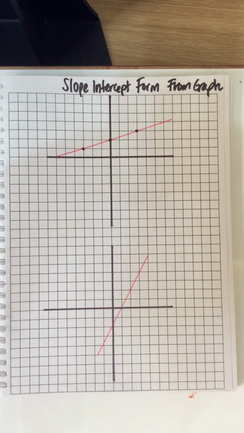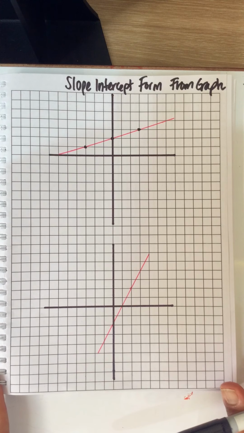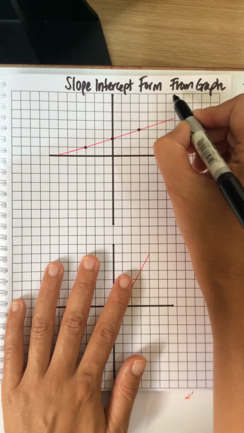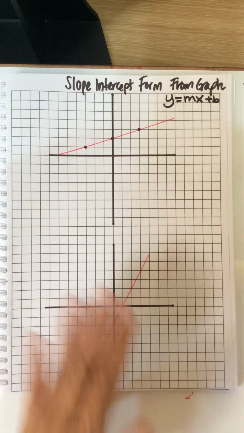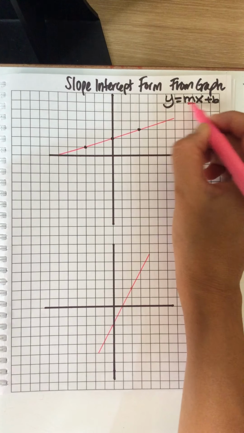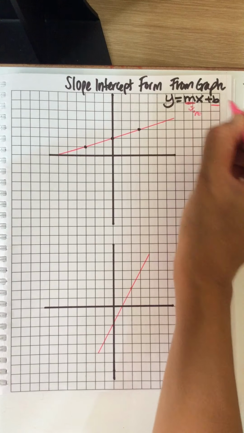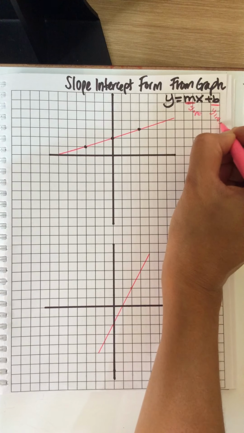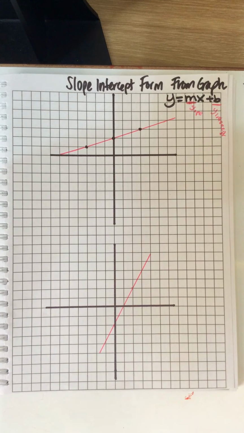So take a second and try to remember what slope-intercept form is, or look at your notes from the other day, the last video you watched, and hopefully you remember that slope-intercept form is y equals mx plus b. So remember, y and x are your variables, m is your slope, and b is your y-intercept. You should have that in your notes, because that's what we're going to use today.